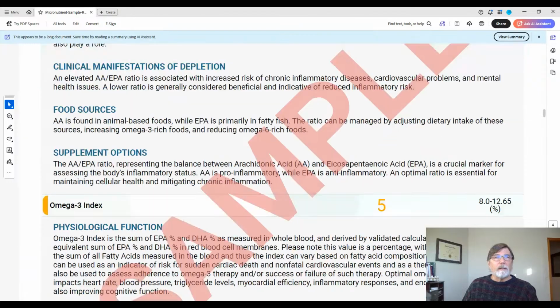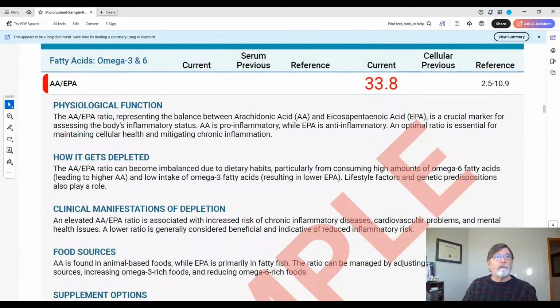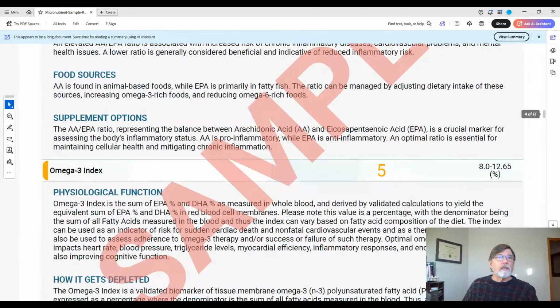Then as we go through, we find, let me go back up here, this arachidonic acid to EPA. So in a primary, a major omega-6 to a major omega-3. That ratio is high. Normal is 0.25 to 10.9, so it's 33, so it's high. So that means when it's high, there's more arachidonic acid compared to EPA. So physiological function, how it gets depleted or how it gets out of balance, clinical manifestations, food sources, supplementation options.